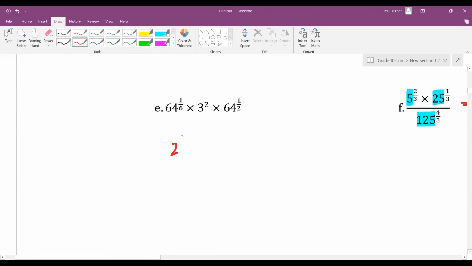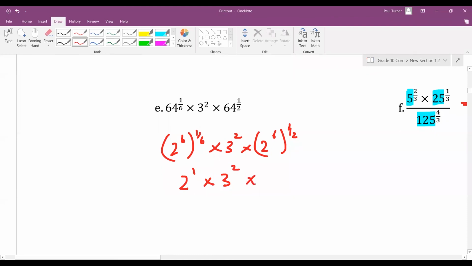64, I would make that 2 power 6. 3 squared is okay. That's already simplified. And 64, 2 power 6 here. And that's a half. 6 times a half is 3. So 2 power 3 times 3 squared. Like that. And then what do we got?